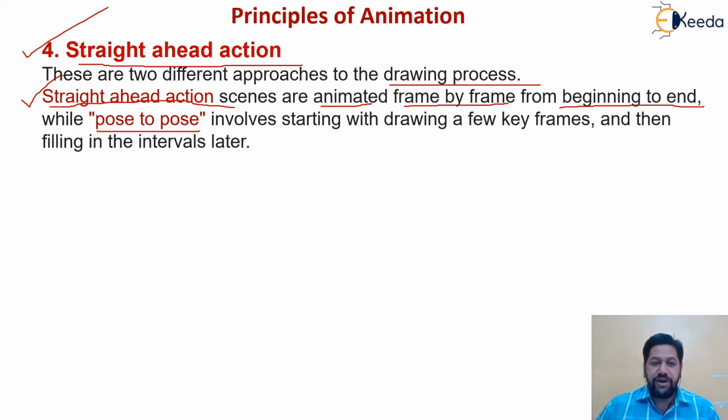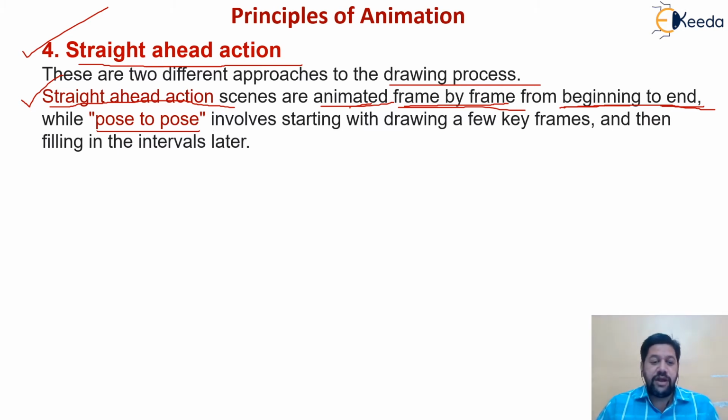So in straight ahead action, all the scenes are animated frame by frame. It means I have all the frames from the beginning to the end of the action, starting action to the end action. So I want to show that a particular actor is running, or jumping, or doing anything. That was my action, so I will have the frames from the beginning to the end of the action.